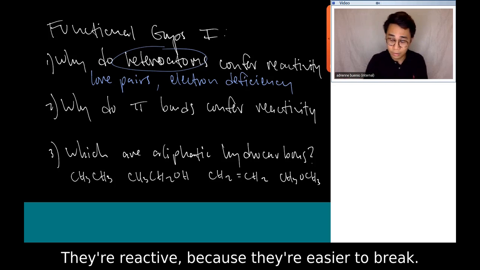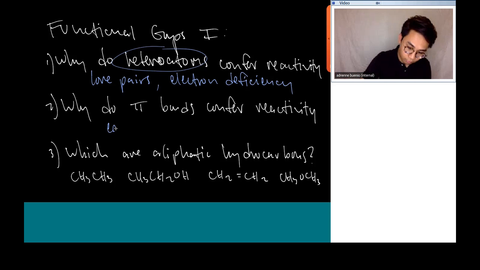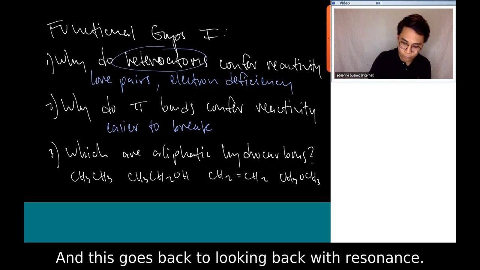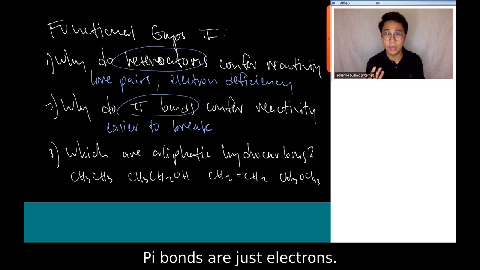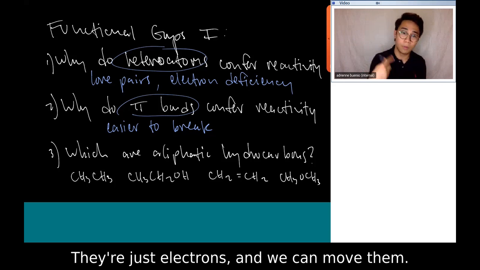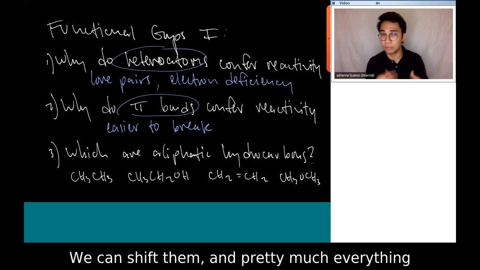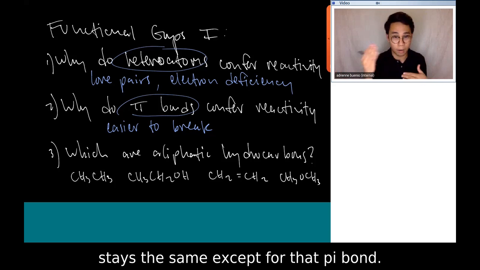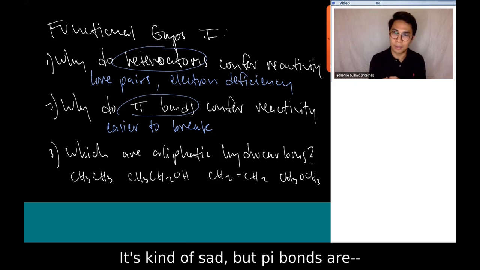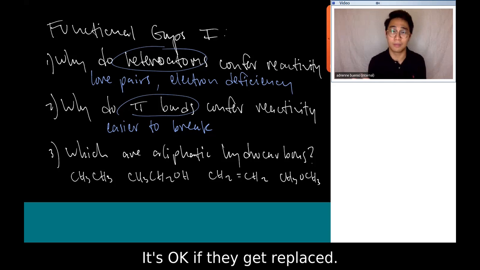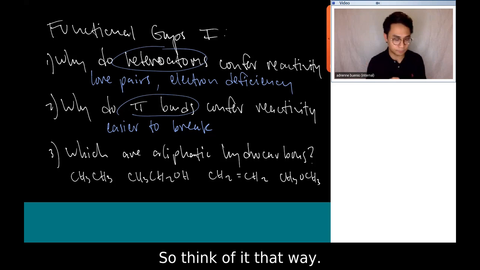They're reactive because they're easier to break, right? And this goes back to looking back with resonance, right? Pi bonds are just electrons, and we can move them, right? We can shift them, and pretty much everything stays the same except for that pi bond. That pi bond can be replaced, moved. It's replaceable, right? It's kind of sad, but it's okay if they're gone. It's okay if they get replaced, right? So think of it that way.